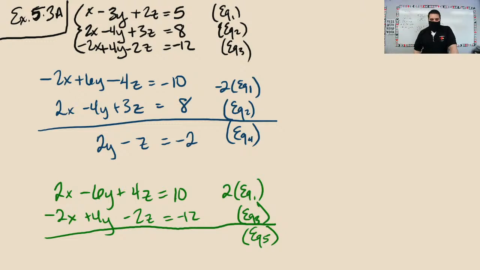All right, so 2x minus 2x is 0x. -6y plus 4y is -2y. 4z minus 2z is 2z. And 10 minus 12 is -2.